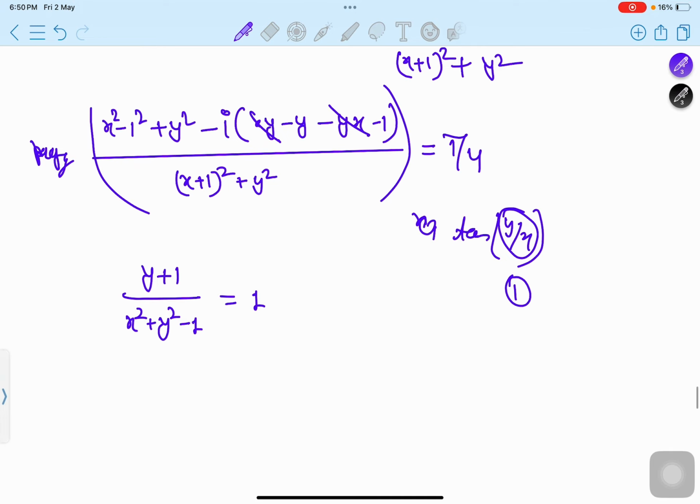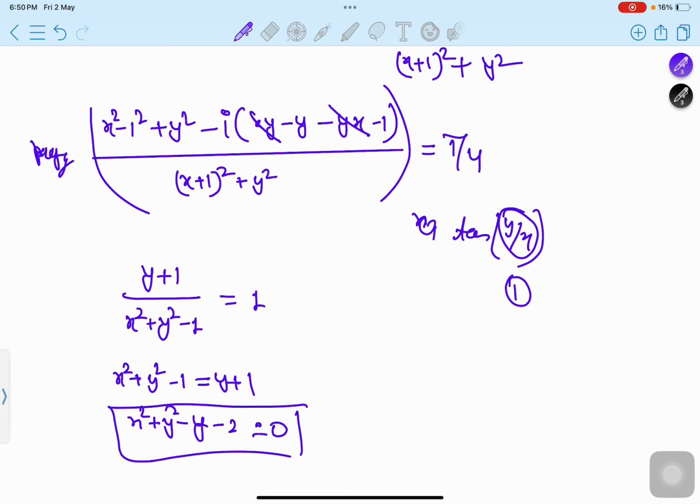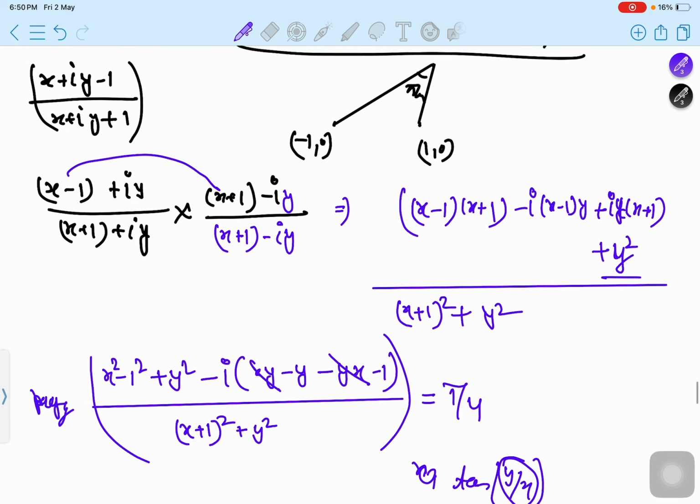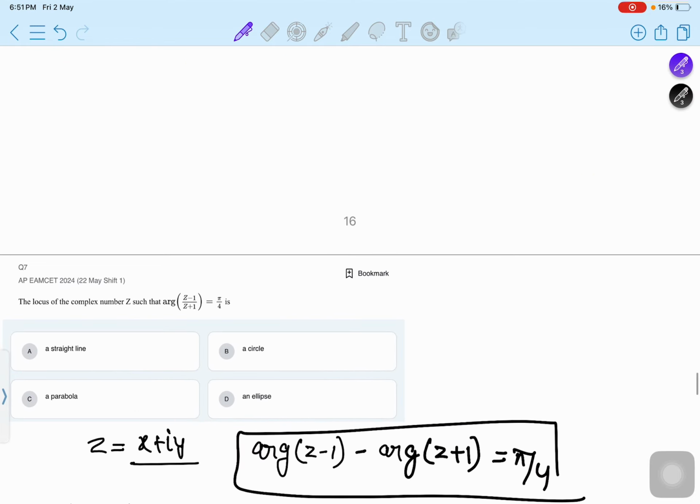Okay, so it is represented by a circle: x square plus y square minus 1 is equal to y plus 1, so x square plus y square minus y minus 2 equals 0. This is represented by a circle equation, because the condition of a circle is that the xy coefficient is 0 and the x square and y square coefficients are equal to 1. So that's why it is a circle.